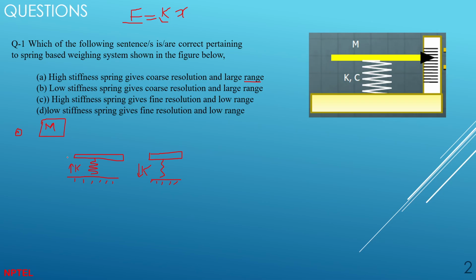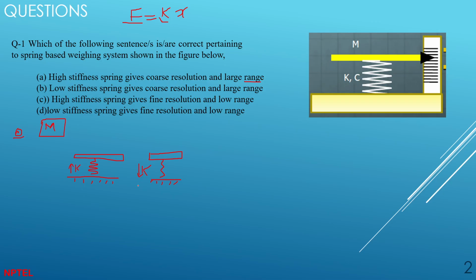It will deflect, but it will deflect very little. And if you put this higher mass, it will deflect more. So if you see this, it can measure a small mass also, but it will deflect very little. I'm talking about the range here.